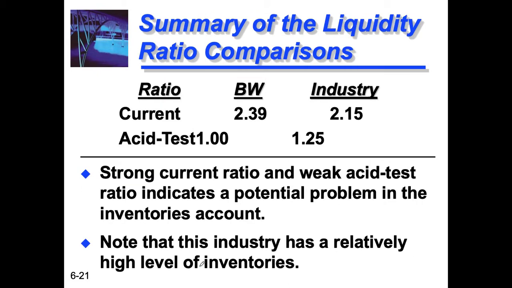This is the example summary of the liquidity ratio comparison. Current ratio 2.39, industry 2.15. For the asset test ratio, BW is 1, and the industry average is 1.25. A strong current ratio and weak asset test ratio indicates a potential problem in the inventories account. Note that this industry has a relatively high level of inventories.